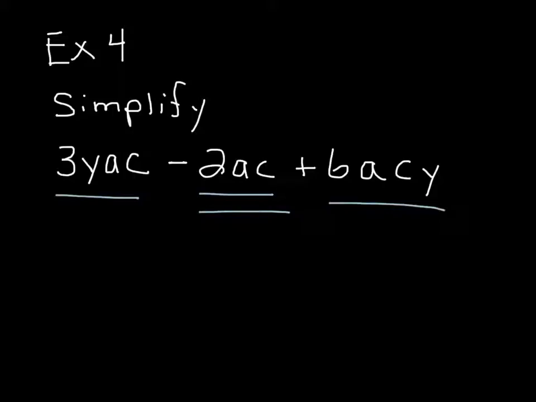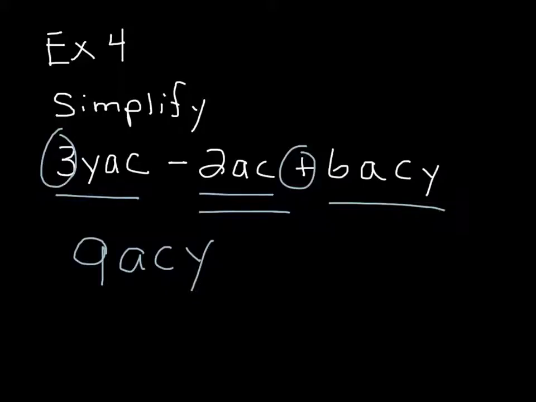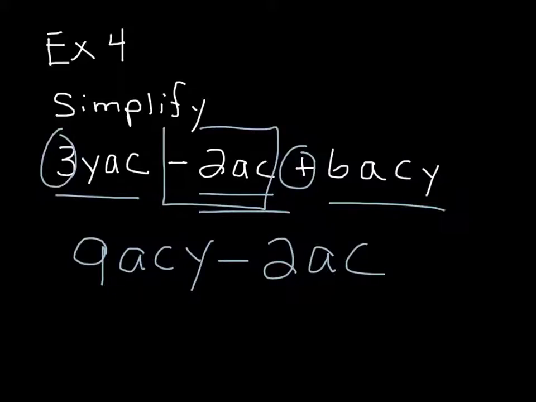Now I'm going to combine my 1-liners first. So I have a positive 3 plus 6. Let's see, 3 plus 6 is 9 of those ACYs or YACs. And then I have this one that's by itself with a minus sign in front of it, meaning it's negative 2AC. And I'm done.